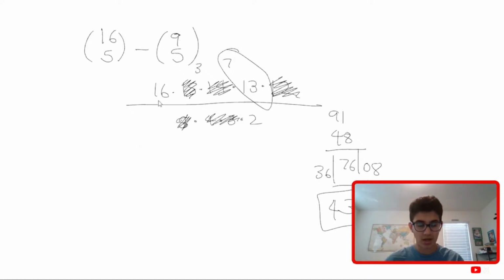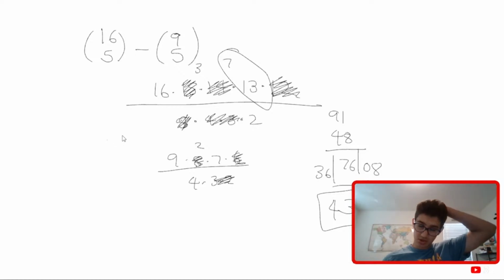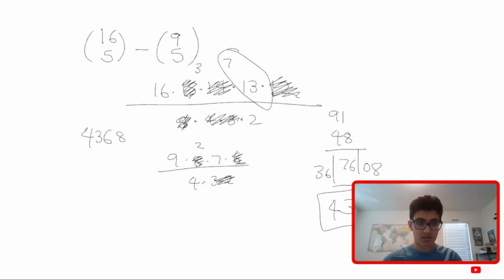So that's fine. 9 choose 5. 9 times 8 times 7 times 6. Well, no, we can just do 9 choose 4 and divide this by. This cancels to make 2. So it's 18 times 7, which is 126, right? So basically it's 4368 minus 126, which will give us 4242.